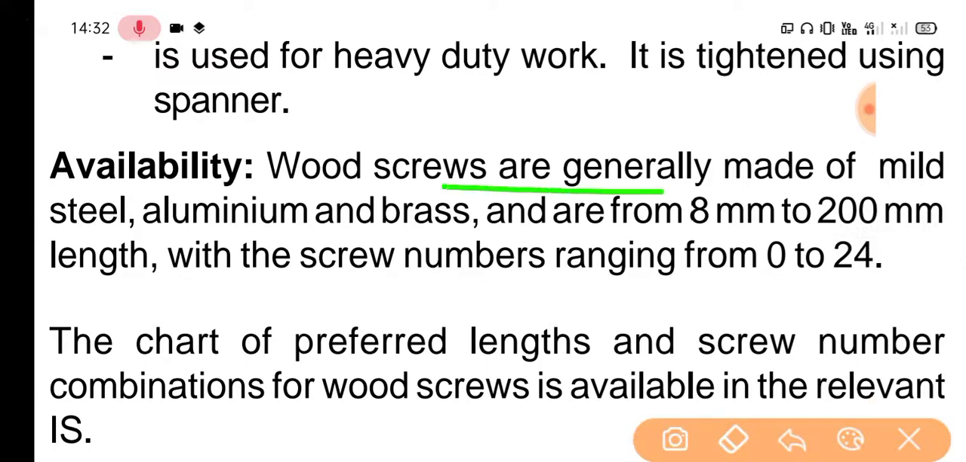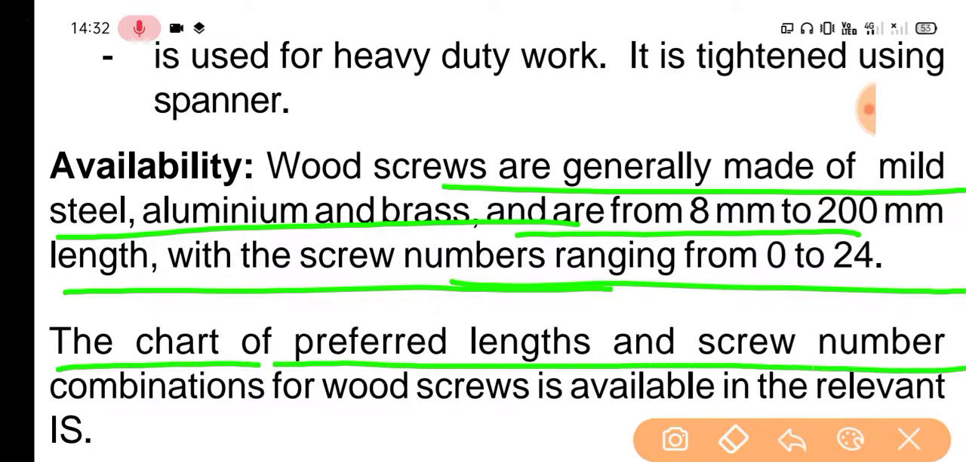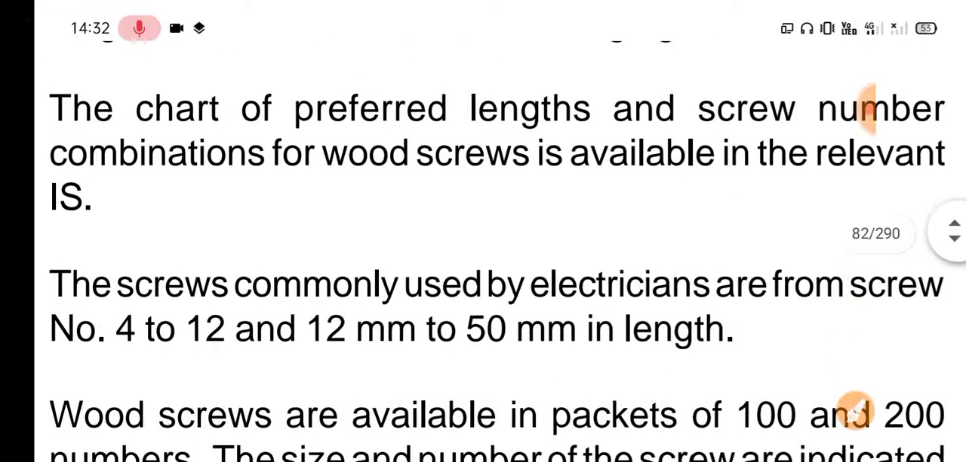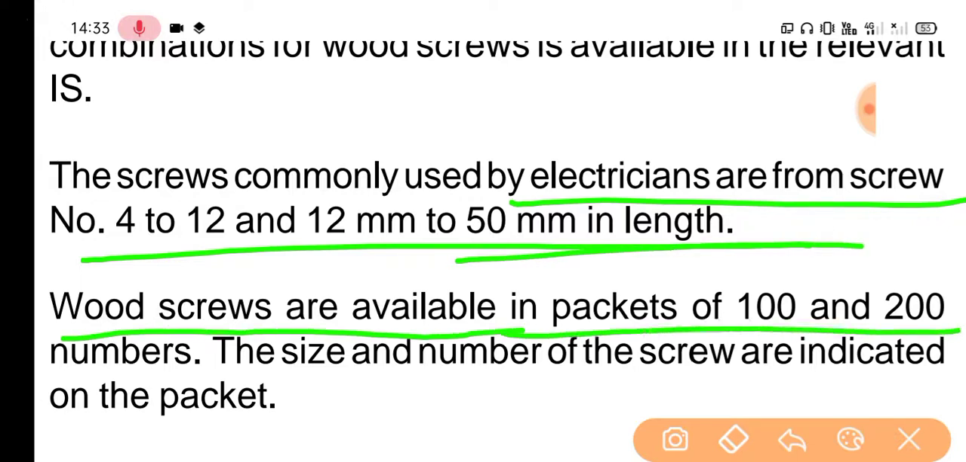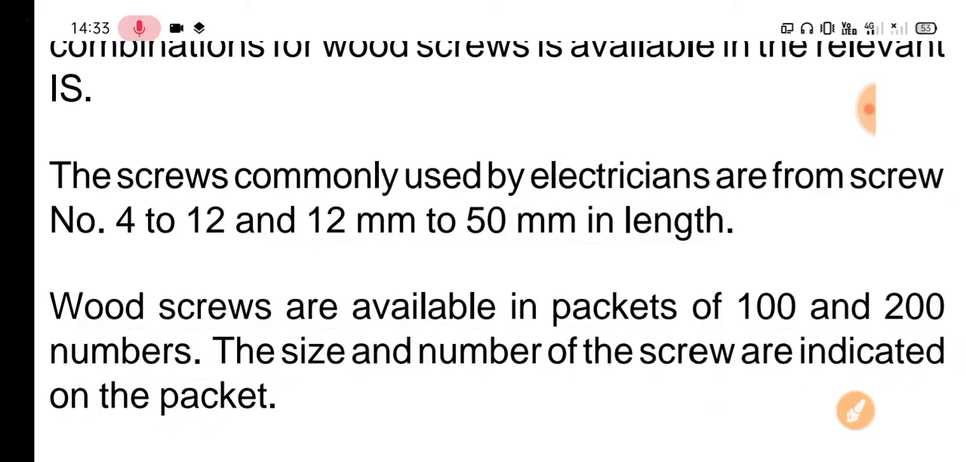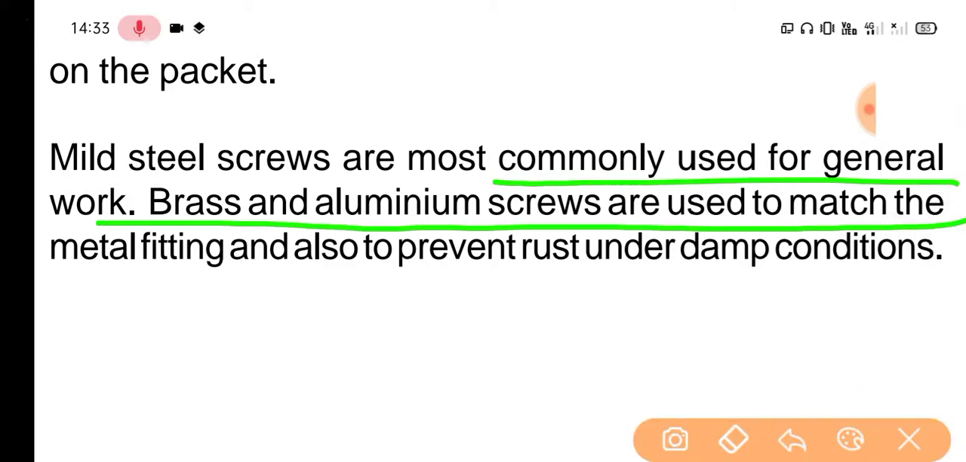Wood screws are generally made of mild steel, aluminum and brass, and are from 8 mm to 200 mm in length with screw numbers ranging from 0 to 24. The chart of preferred length and screw number combinations for wood screws is available in the relevant IS. The screws commonly used by electricians are screw number 4 to 12 and 12 mm to 50 mm in length. Wood screws are available in packets of 100 and 200 numbers. The size and number of the screw are indicated on the packet. Mild steel screws are most commonly used for general work. Brass and aluminum screws are used to match the metal fitting and also to prevent rust under damp conditions.